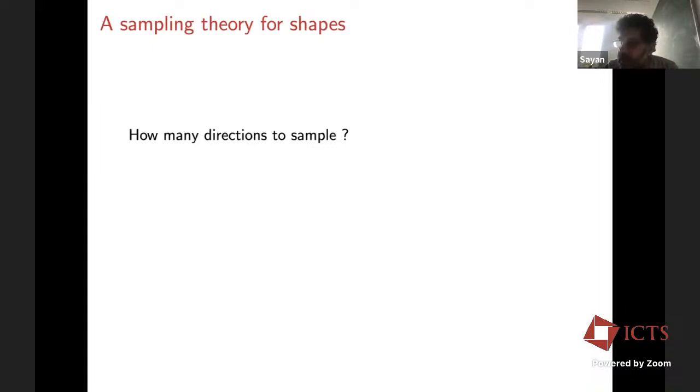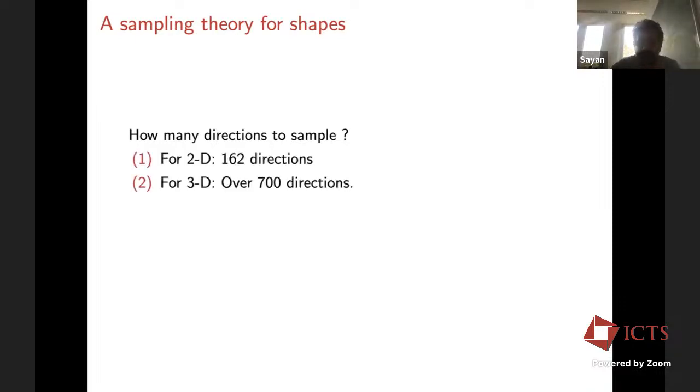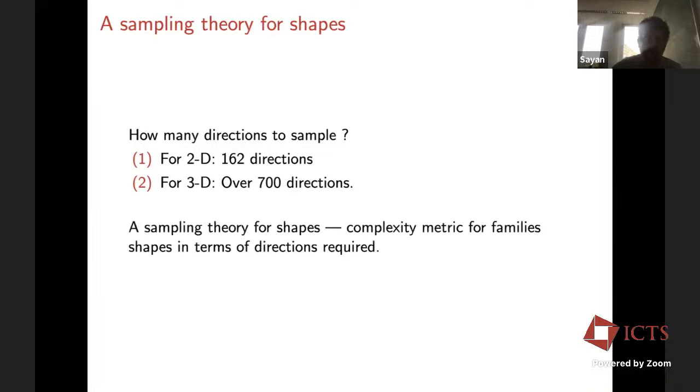So my computer, your computer, can't take all directions, right? So the question is, how many directions do you need? Empirically, for 2D, we found 162 were okay. For 3D, over 700 directions were okay. But there's a question of, how do I figure out how many directions I need? First I'll give you a theory version of it, and then I'll give you something we're working on, which is an applied version of it.